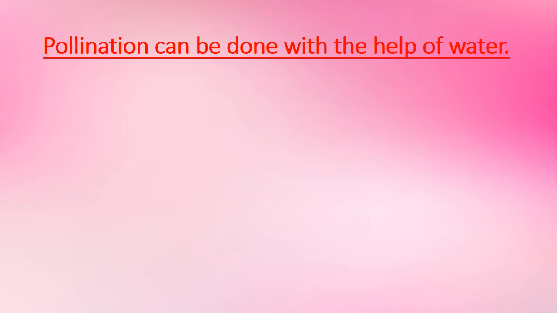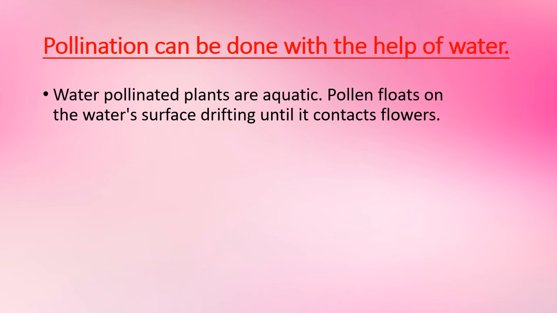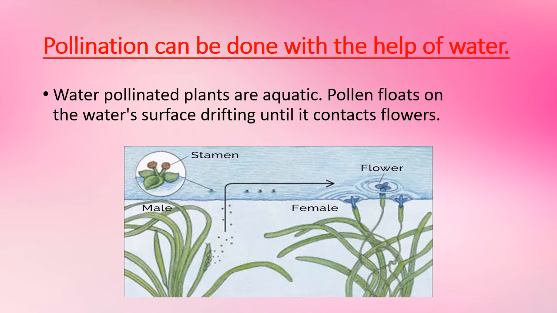Pollination can also occur with the help of water. Water pollinated plants are aquatic. So pollen will float on the water surface and drift until it contacts a flower. So water pollination is also there. So we learned that pollination can be done with the help of insects, wind or water.